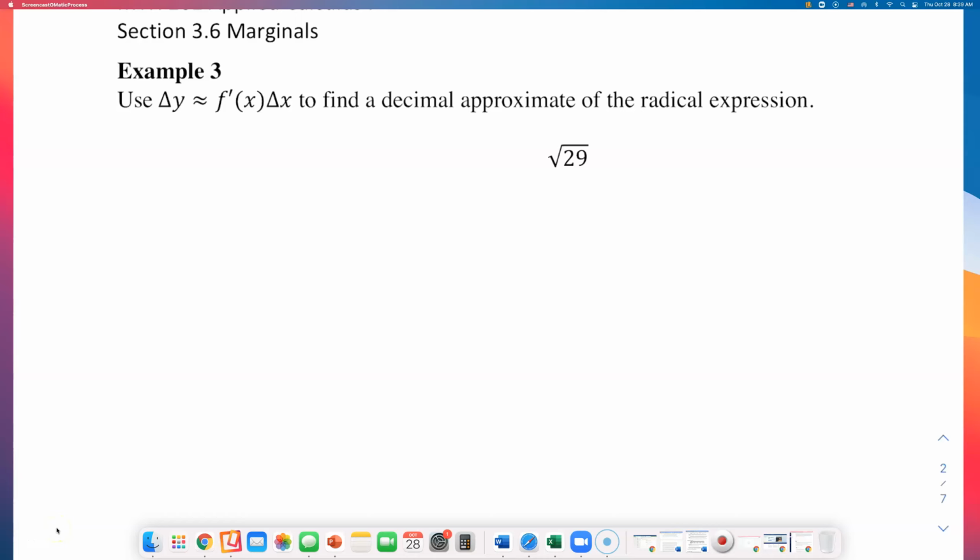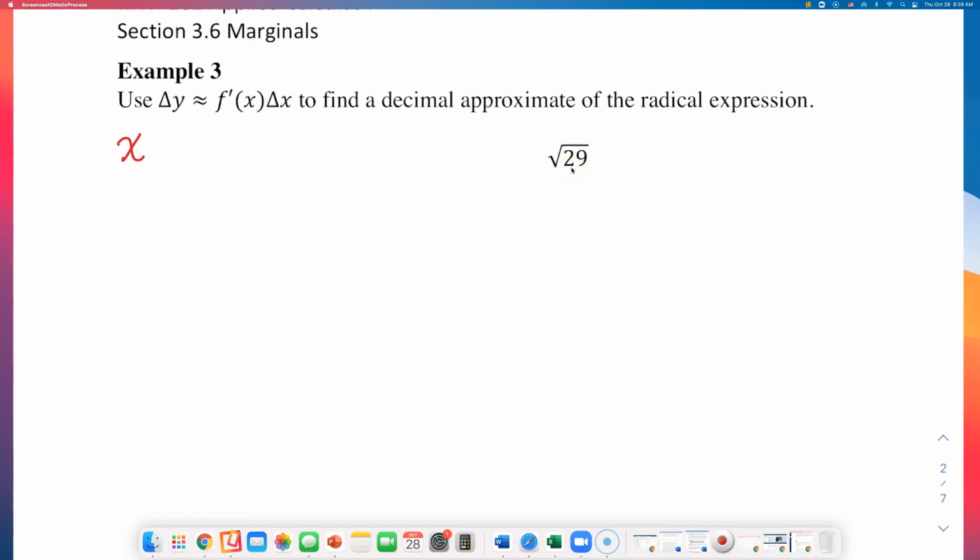Use delta y is approximately equal to f prime of x times delta x. Find a decimal approximate of the radical expression. So in order to do this problem, we have to pick our x and pick our delta x. Take a look. This is square root of 29. Think of the closest perfect square to 29.